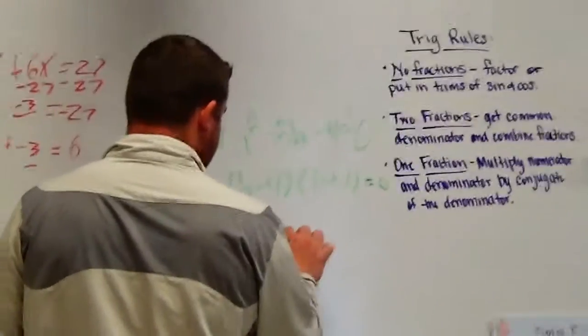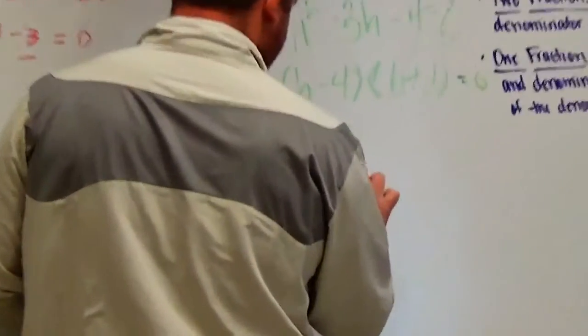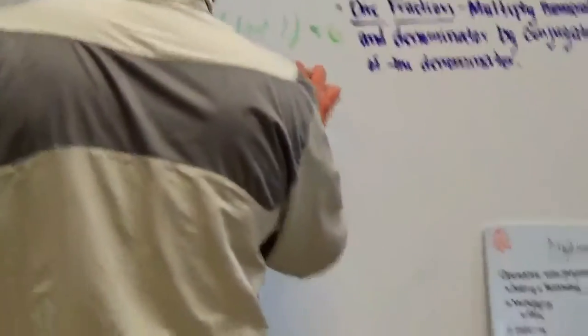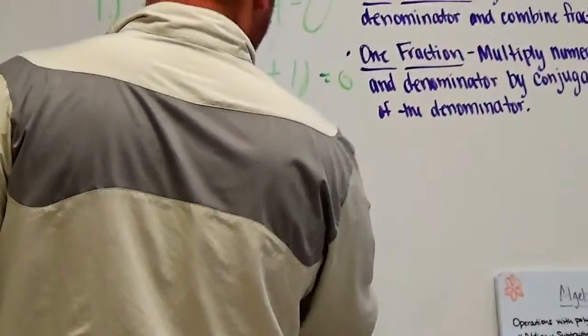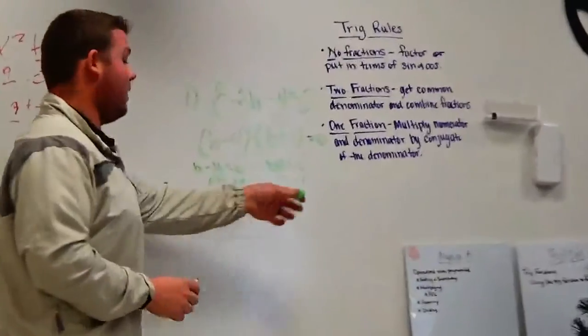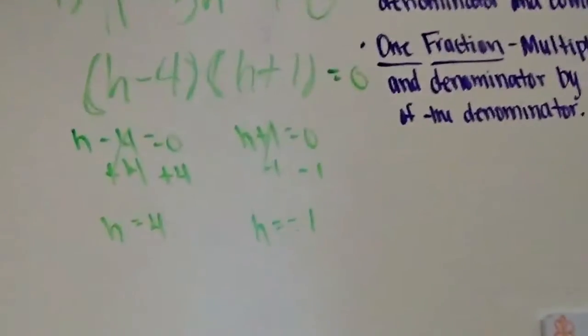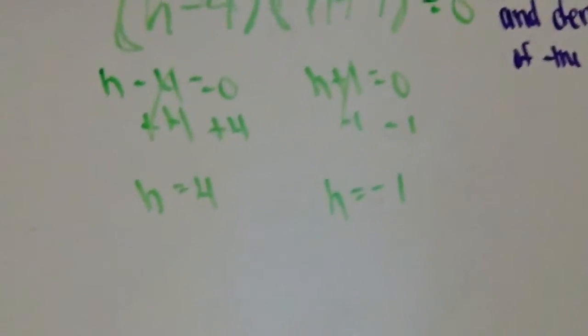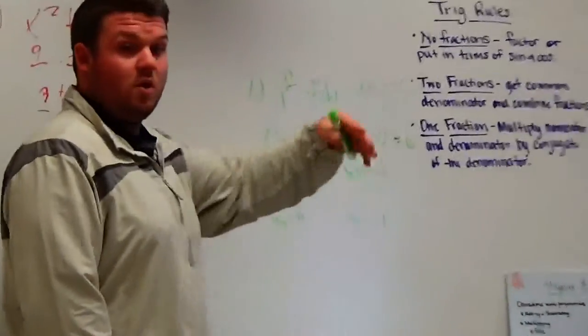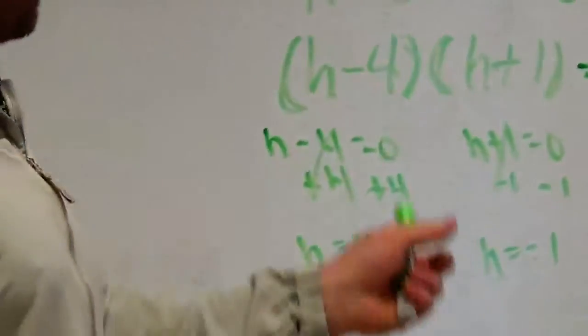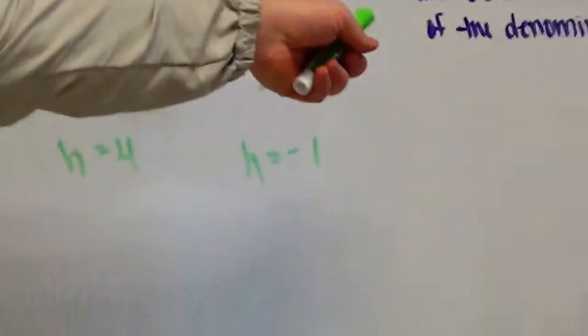H minus 4 equals 0. Add 4 to both sides. So h equals 4. And then h plus 1 equals 0. Subtract 1. So h equals -1. So here are two answers, 4 and -1. So I got it correct either way. Yes. Okay. But when you use the zero product property, take your factors and set them equal to 0.